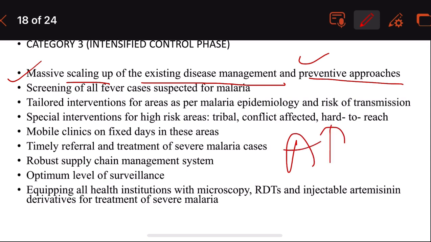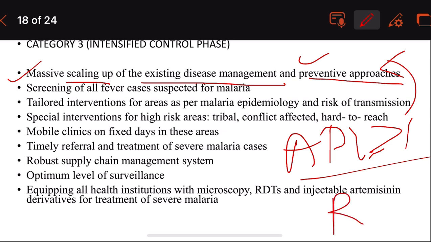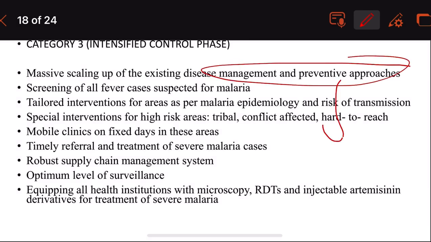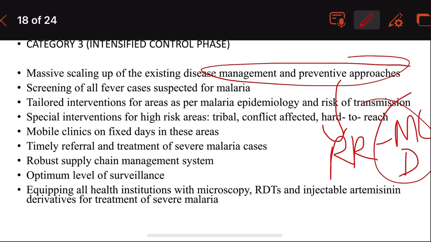Since the API is more than or equal to 1, we have to focus on high incidence areas, right? So we have to focus on rapid reduction. You can see scaling up of the disease management and preventive approach. What is this management and preventive approach for? It is for rapid reduction of malaria cases and the deaths occurring due to malaria.